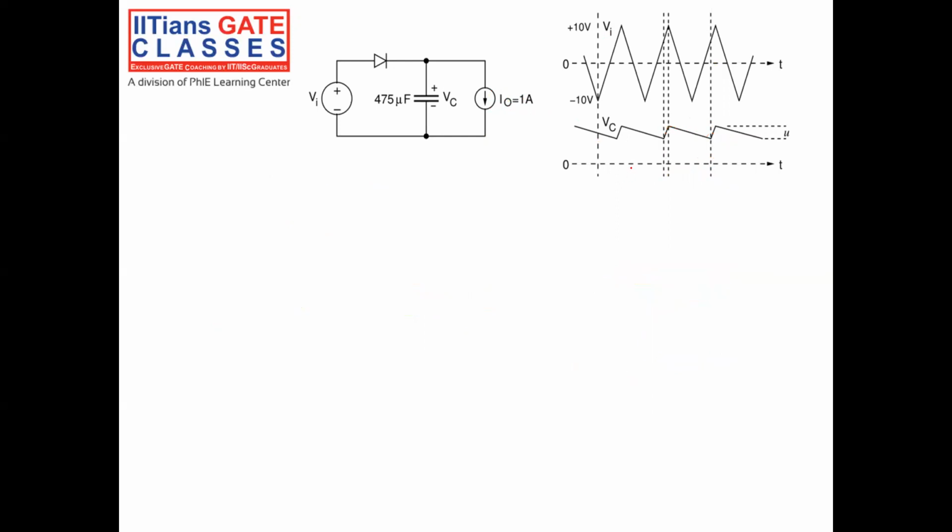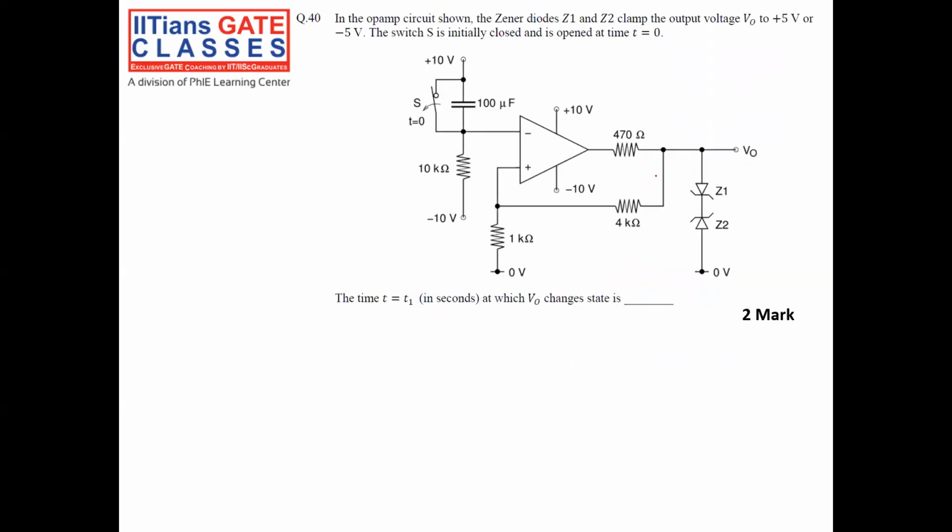Okay, the next question. This is a very nice question. In the op-amp circuit shown in the figure, the zener diodes Z1, Z2 clamp the output voltage to +5 or -5. If my output is plus VCC, plus V saturation, plus 10, it clamps the output to +5. If my output is -10, it clamps the output to -5.